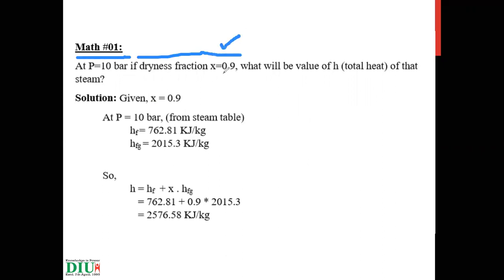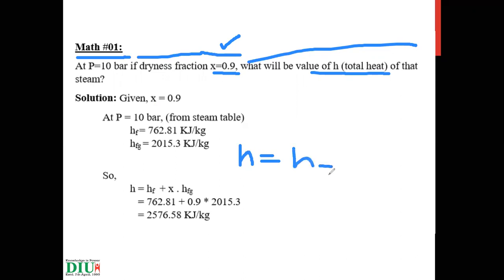That means 90% of the water has converted to steam. What will be the value of H of that steam? The value of H means the total heat. The total heat means enthalpy. So first of all, what is the equation for the wet steam? Can anyone help me? It is H equals the sensible heat, HF, plus latent heat. And the latent heat for the wet steam is the dryness fraction multiplied with the latent heat, isn't it? Yes, sir.